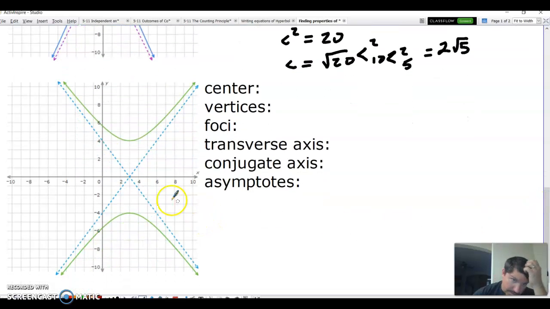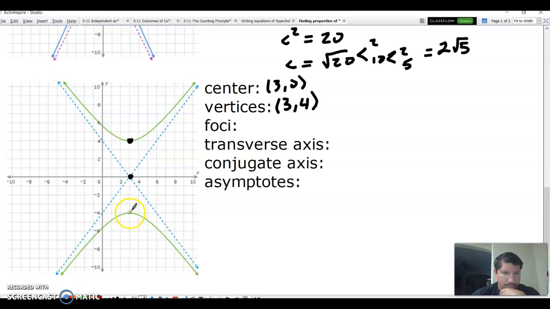Alright, so on to the next one. So now my center is 1, 2, 3, 0. My vertices, that's going to be 3, 4, and 3, negative 4.